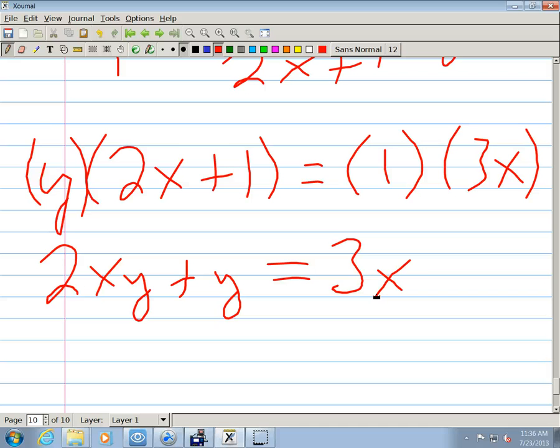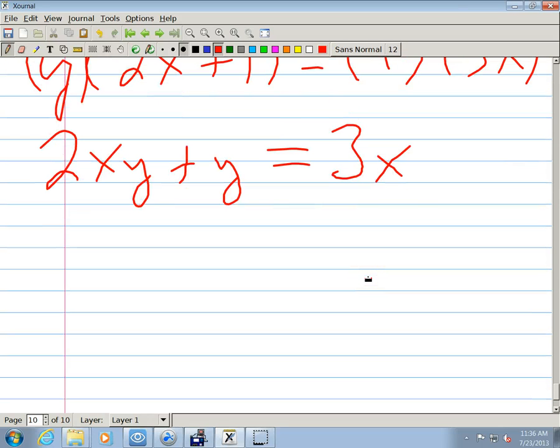Not divide. Subtract what? Subtract 2xy. You want to do it that way? I was going the other way. All right, that's good. You can do that. So subtract 2xy from both sides and you get y equals 3x minus 2xy. Okay, so now what?